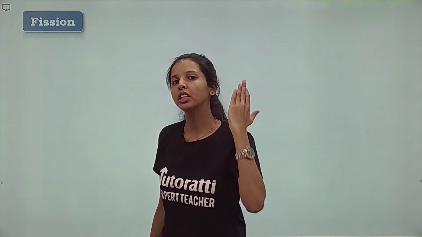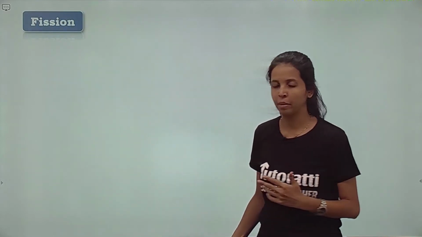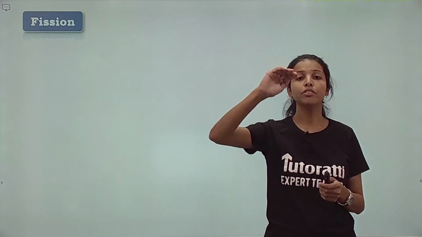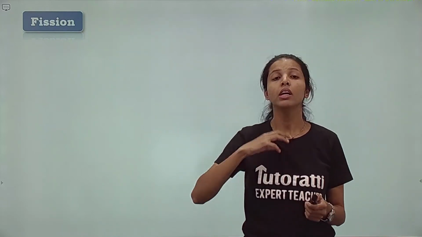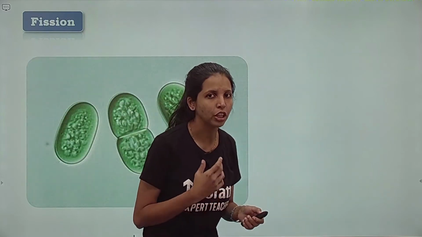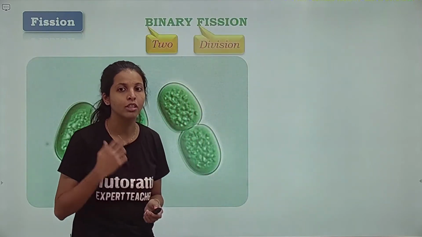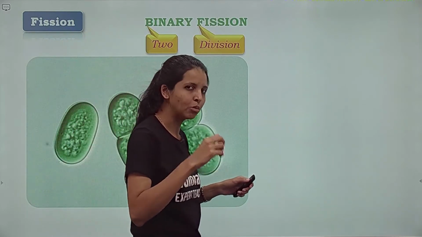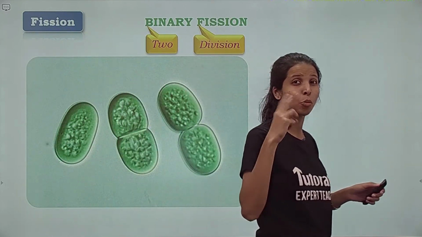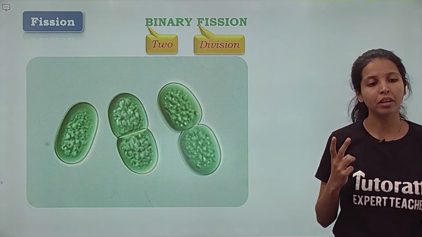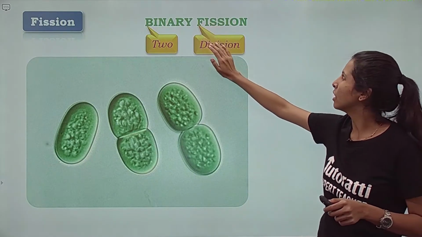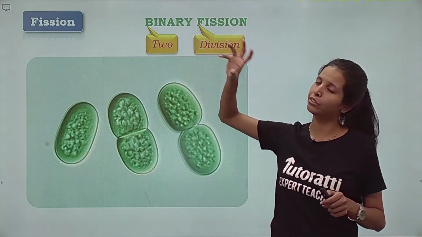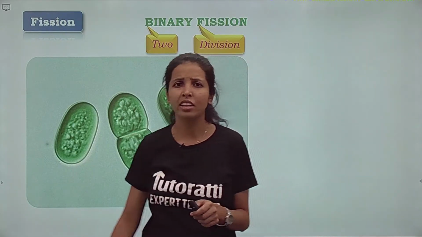Fission means division. Remember this. In fission, we are going to learn about binary fission. The first topic that we are going to learn is binary fission. When I say bicycle, it means it has two tyres. So bi stands for two. Remember it that way. Bi means two and fission is division, as I already told you. Binary fission. Ma'am, what is this binary fission?